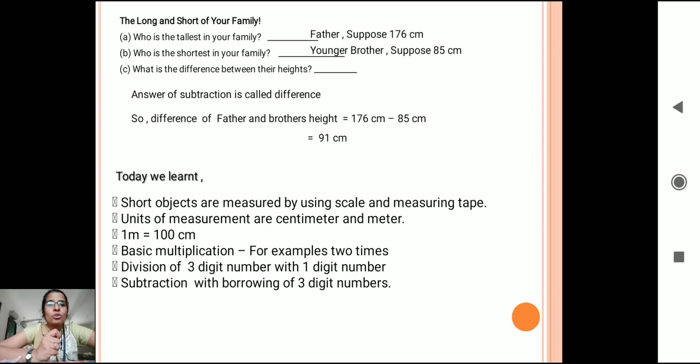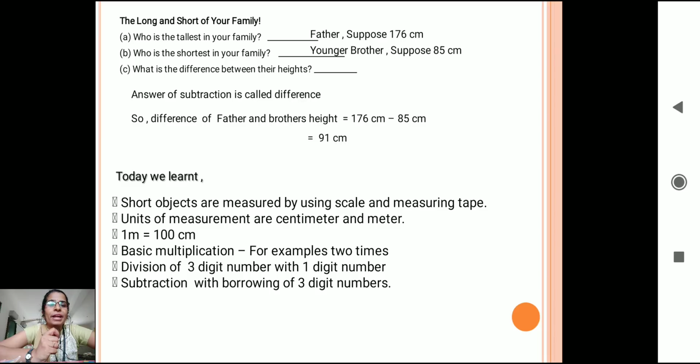And we also saw the basic multiplication, like we saw Jumpa's, but it was given that it is double. So double means actually 2 times. But we had to calculate Jumpa's height, not the tallest man's height. So we had to do the division. So we did the division also of 3-digit number by 1-digit number. And now here we also saw the subtraction with borrowing. Yes, everybody remembers borrowing now?